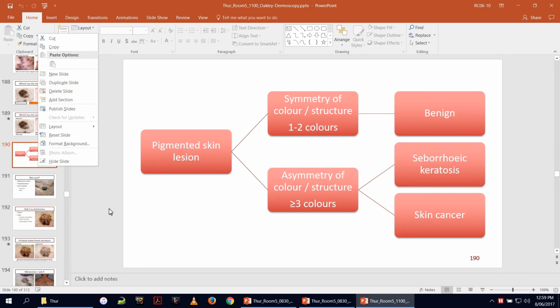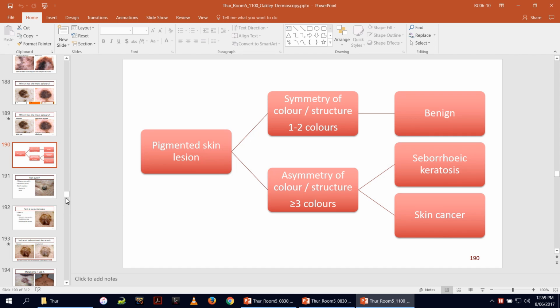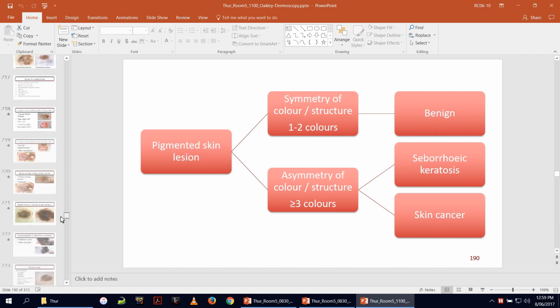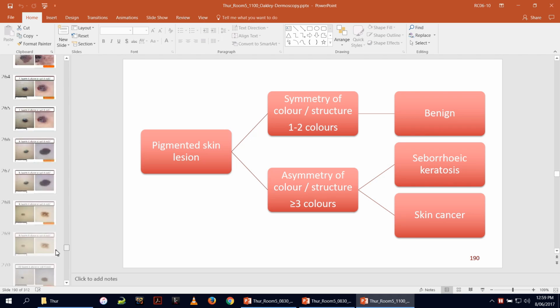So, pigmented skin lesion, symmetry, 1 or 2 colours, benign. Asymmetry of colour and structure, not shape, colour and structure. The more colours, you're either dealing with a seborrheic keratosis or a skin cancer. We didn't have time to deal with keratinocytic skin cancers today. But this PowerPoint is probably going to be recorded, and if you really want to look at the other 180 pictures, you're very welcome to.